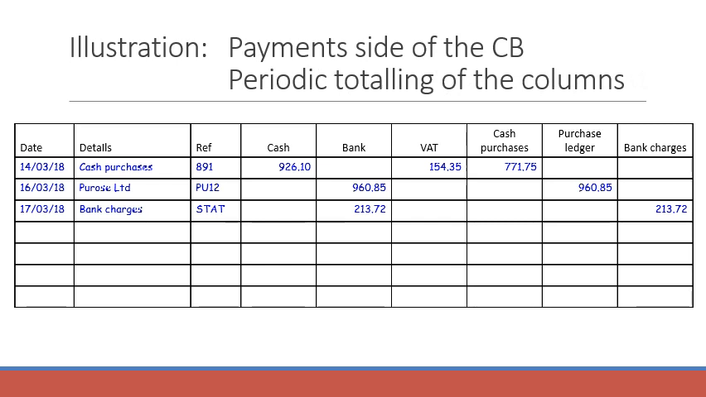Each period we will total up all of the columns, and the total of our cash and bank columns should equal the total of all of the other columns, the VAT, cash purchases, purchase ledger and bank charges columns. So we can do a cross-add check on the payment side of the cash book as well.